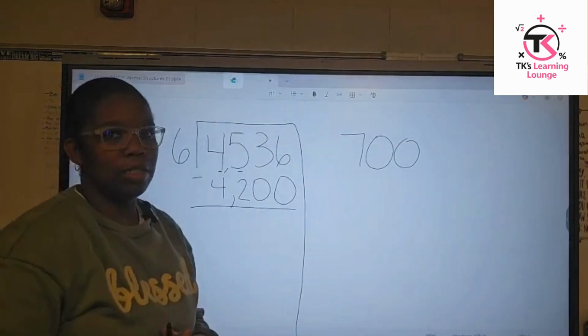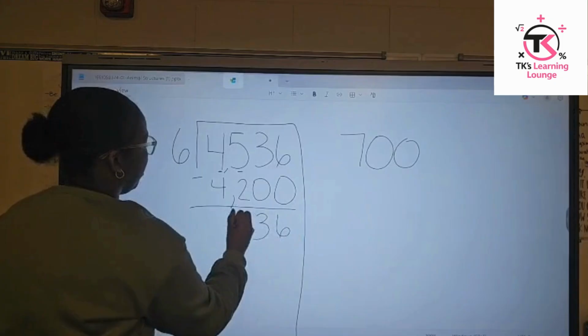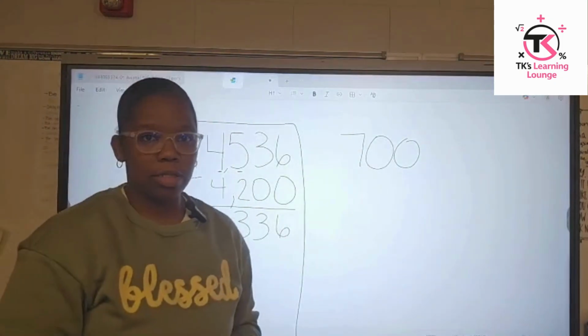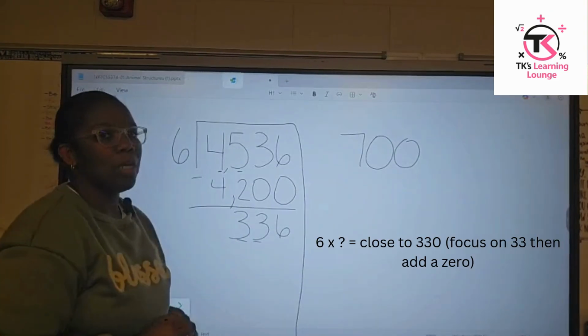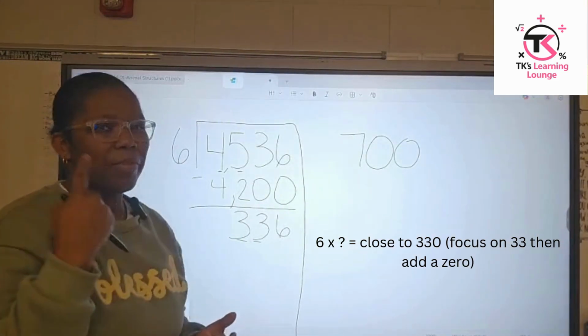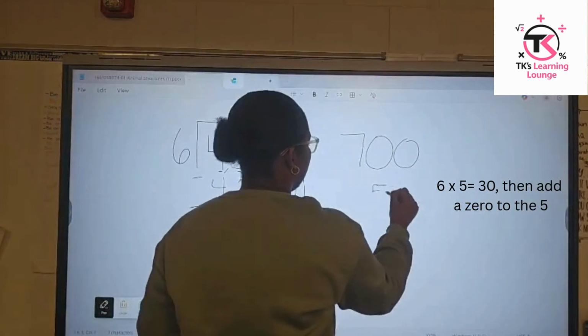Now I'm going to go ahead and subtract. Once I subtract, I am left with 336. Now I'm just going to repeat the process. 6 times what number can get me close to 33? Again, using my multiples of 6, 6 times 5 is what I'm thinking about because that is 30. So I'm going to start with 5.